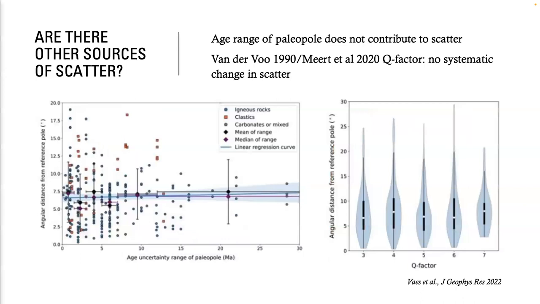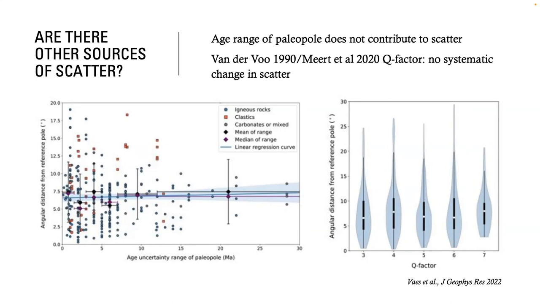Okay, are there other sources of scatter? Age uncertainty is a problem, of course, but is not the main source of scatter of poles around an apparent polar wander path. And this was a bit of a shock. This is the famous Q factor of Rob van der Voo that has been used before for spline fits, for instance, to weight data. We find that there is absolutely no correlation between data with different Q factors and the scatter that they make around the apparent polar wander path.